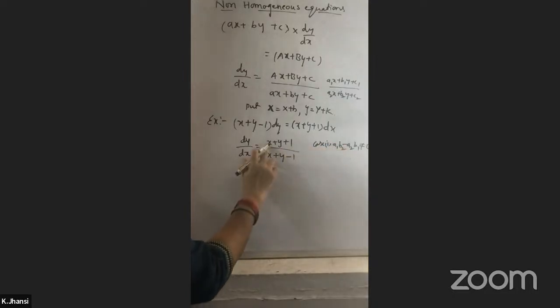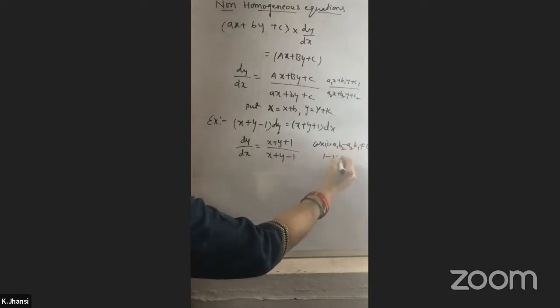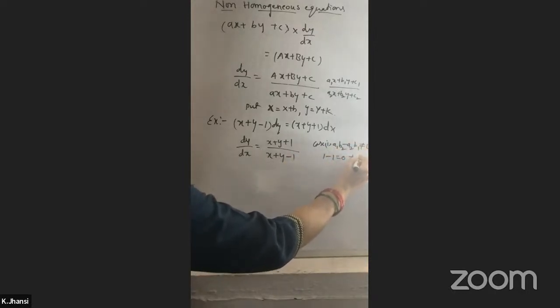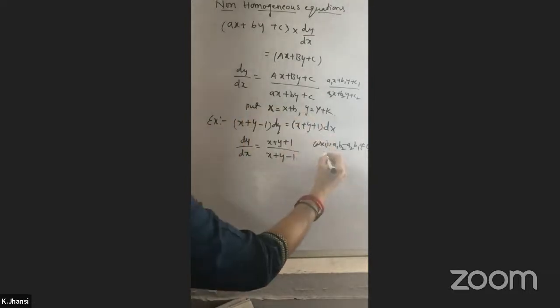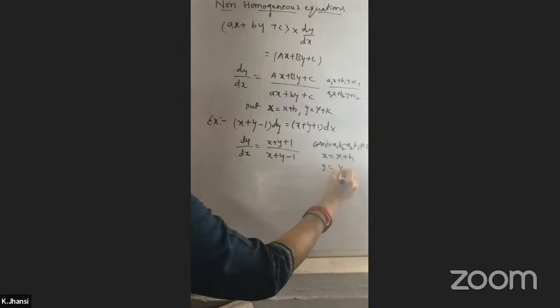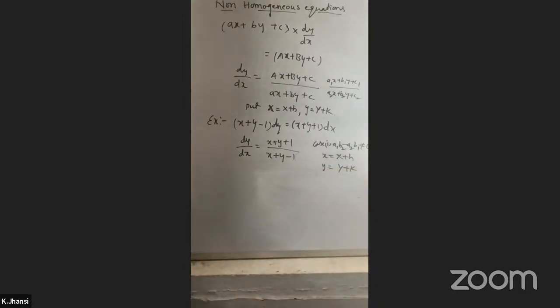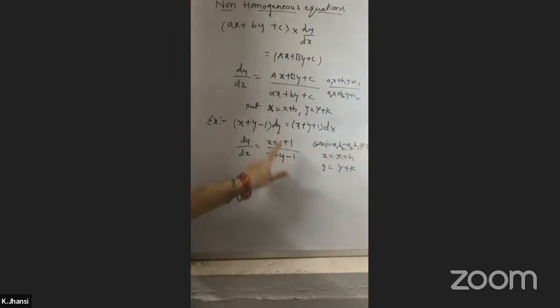If you substitute here, A1 into B2, that is 1 into 1, minus A2 into B1, that is 1. So 1 minus 1 is equal to 0. We are not getting it as not equal to 0. If you get a problem where it is not equal to 0, then we have to substitute x equals capital X plus h, y equals capital Y plus k. But for this problem, you are getting it equal to 0. This is 1, this is 1, this is 1, this is 1. So 1 minus 1 is 0.